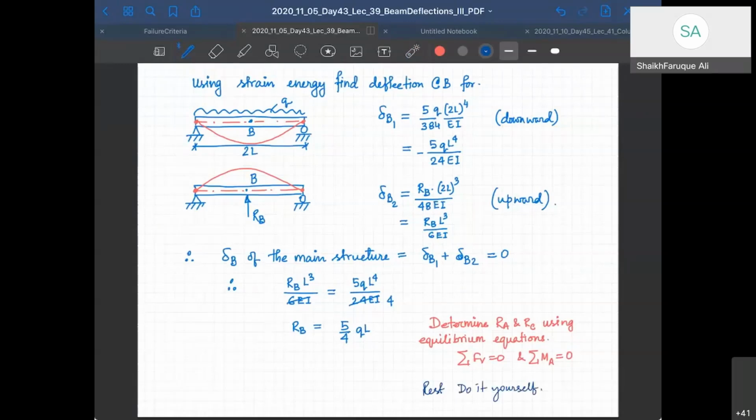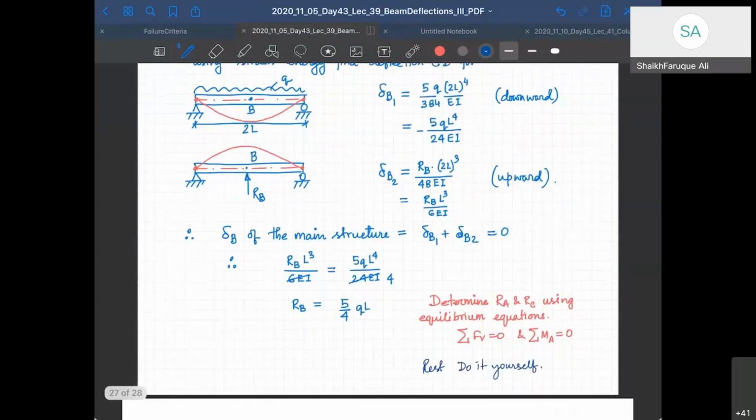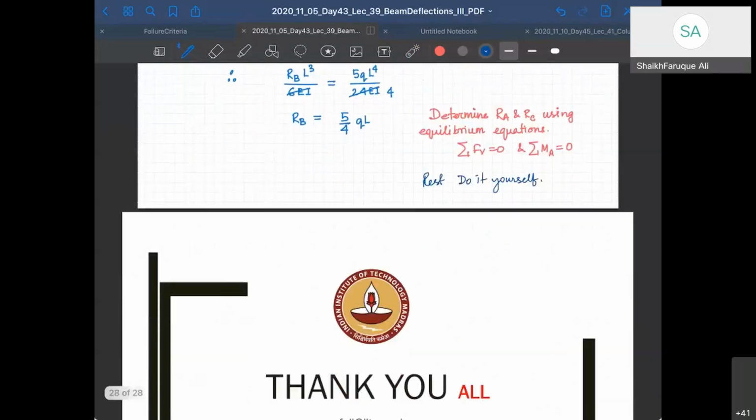Any question on this? So try to solve as many problems as you can. Solve this problem also if you can.